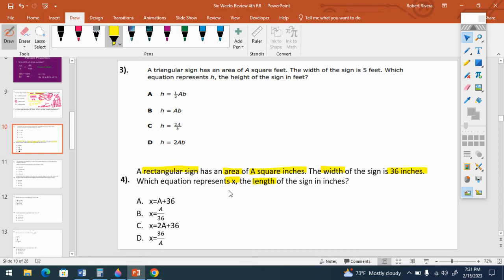So that's your first job, guys, to go get the formula. So I'm going to go get the formula. A equals base times height. Okay, now they did not tell me how much the area is worth, so I'm going to keep it as an A. They did not tell me how much the length is, which the length usually is the height, so I'll keep it as an H. They did tell me about 36, so it's 36H. So right now this is the answer, A equals 36H.